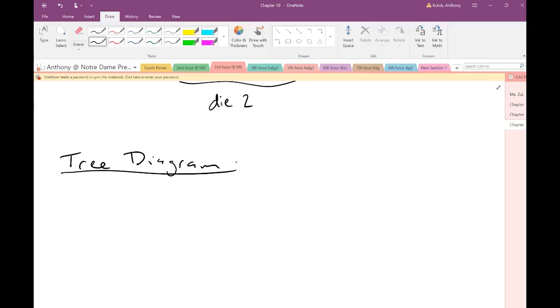So what a tree diagram looks like is, suppose we have the following example.